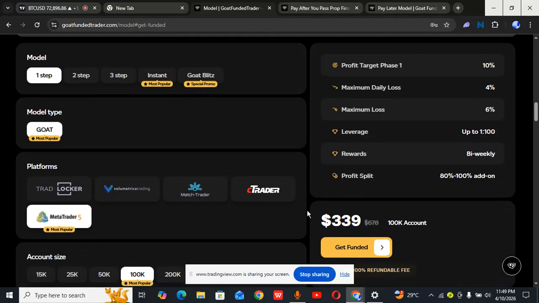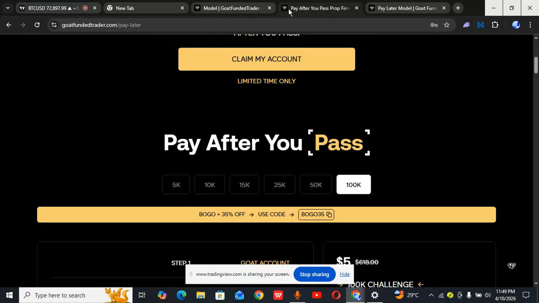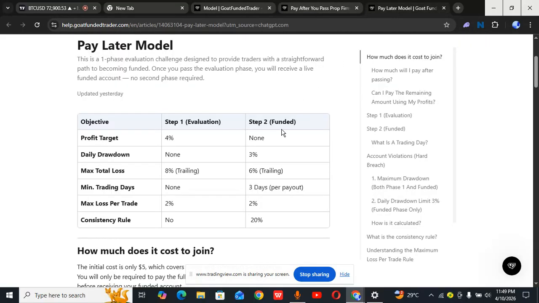Now you can just compare between the normal accounts and the pay later account, because for the fact that it's a pay later, there are some disadvantages and there are also some advantages. So you have to compare the two of them. But at the end of the day, once you follow the rules on both of the accounts, you still get your payout. So do your comparison, check the link in the description, and get the one that suits your trading style and also your lifestyle.